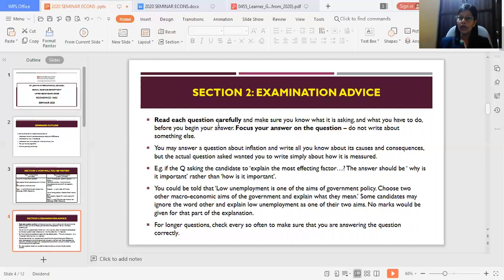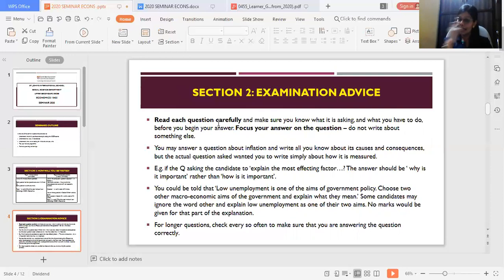So you really have to focus your answer on the questions. That is very important. Do not write something which the question doesn't ask you. Don't get excited. Read carefully. Then you try to tackle the question. You may answer a question about inflation and write all you know about inflation, the causes and consequences. But actually the question is asking about a simple way to measure inflation.